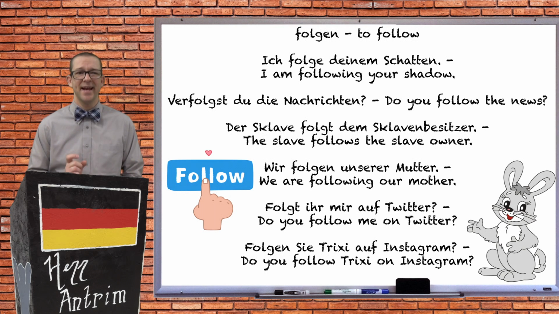In this sentence, I added the prefix ver, but the verb conjugation is the same. We'll talk about prefixes in a later video. Der Sklave folgt dem Sklavenbesitzer. The slave follows the slave owner. Wir folgen unserer Mutter. We are following our mother. Folgt ihr mir auf Twitter? Do you follow me on Twitter? Folgen Sie Trixie auf Instagram? Do you follow Trixie on Instagram?